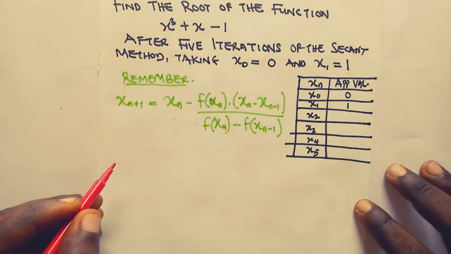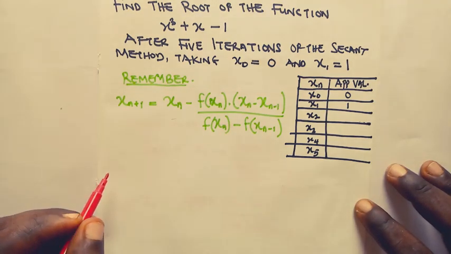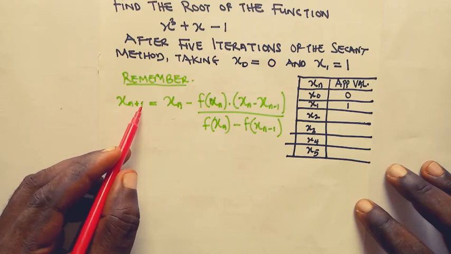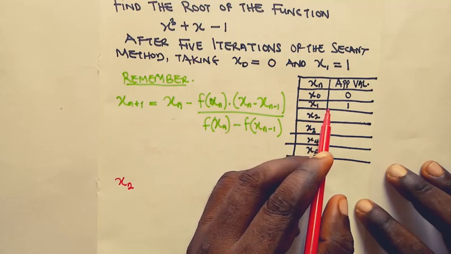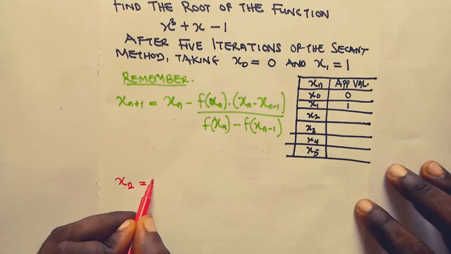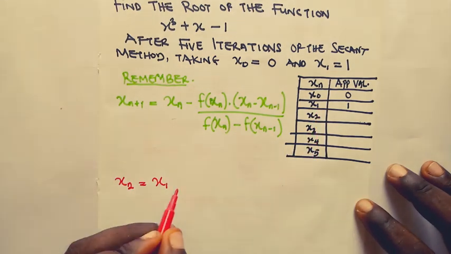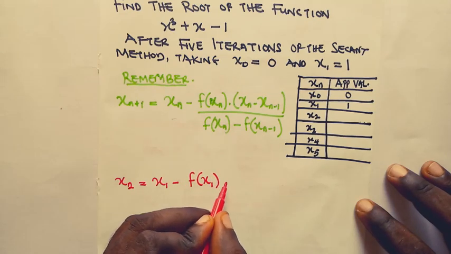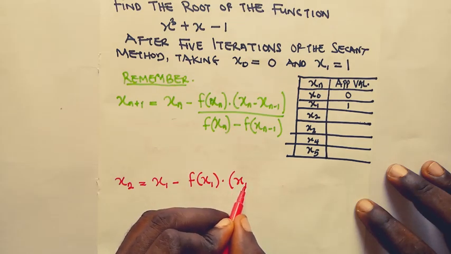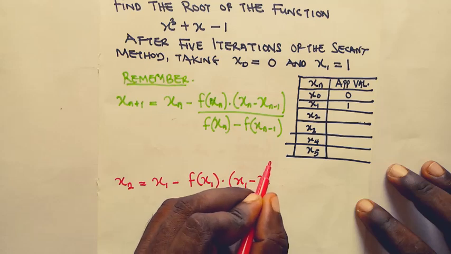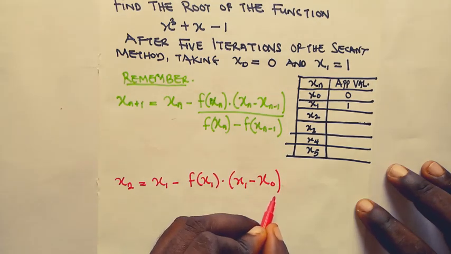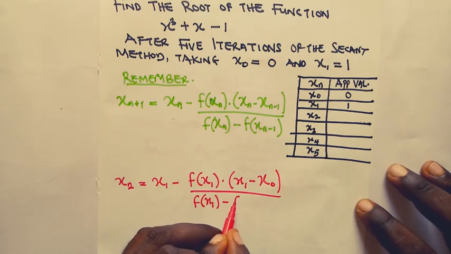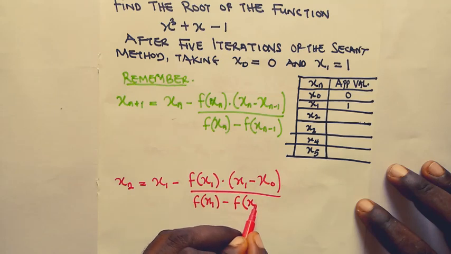So the formula: I have x0 and x1 already, so I'm looking for x2. So I'm going to say x2, which is xn, which is 1 plus 1, giving me 2. It's going to give me x1, the previous x, minus f of x1 multiplied by x1 minus x0, divided by f of x1 minus f of x0.